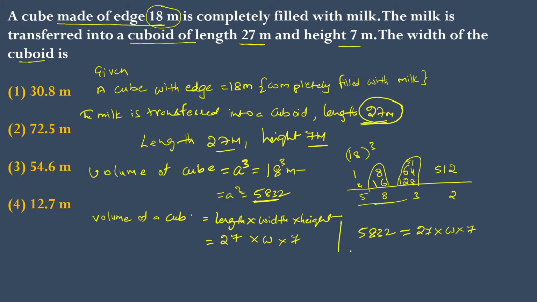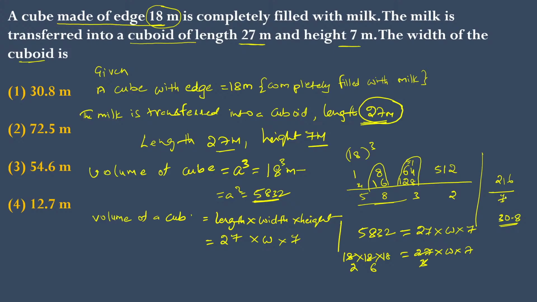I am writing just here 18 into 18 into 18, which is equal to 27 into width into height. Okay, right. 3 9s, 9 2s, 3 1s, 3 6. So 2 into 6, 12 into 18, we get 216. So 216 divided by 7, we get 30 point some 8.